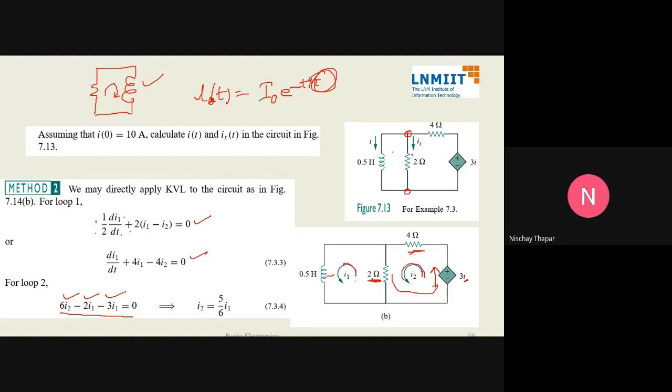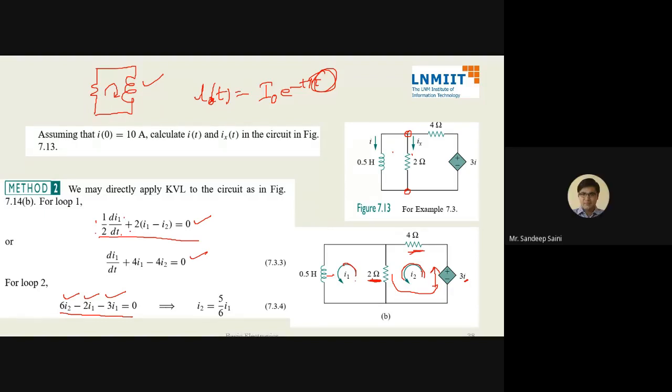Excuse me, sir. Yes, tell me. So sorry to interrupt, sir. In loop number 1, sir, why are we not considering the sign for the inductor? If we consider the above part as plus and the below part as minus, as we proved earlier, if the current is entering the positive terminal, then we write the drop as plus. So why are we not concerned with that sign convention?